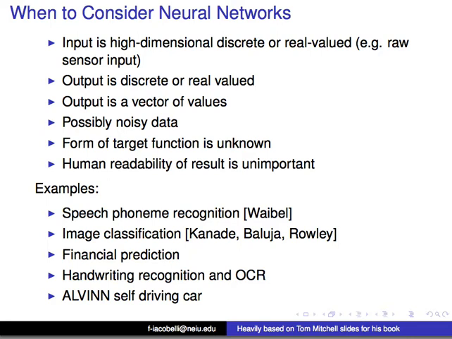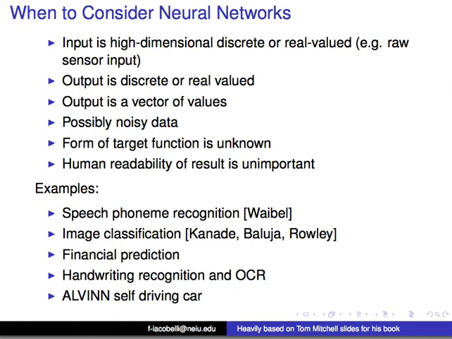And lastly, when the human readability of the result is unimportant, so you don't really want to know exactly what the function is or what the result means in terms of, for example in a tree, the decisions that went on. You can detect one leads to the other and so on and so forth. In neural networks, this is quite less tractable.